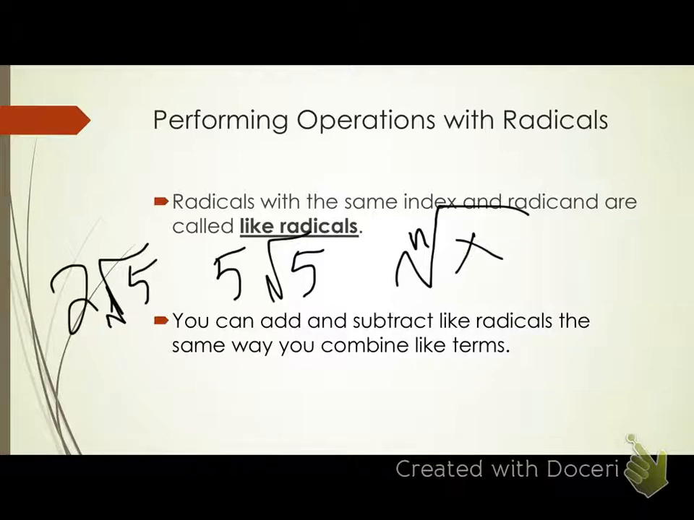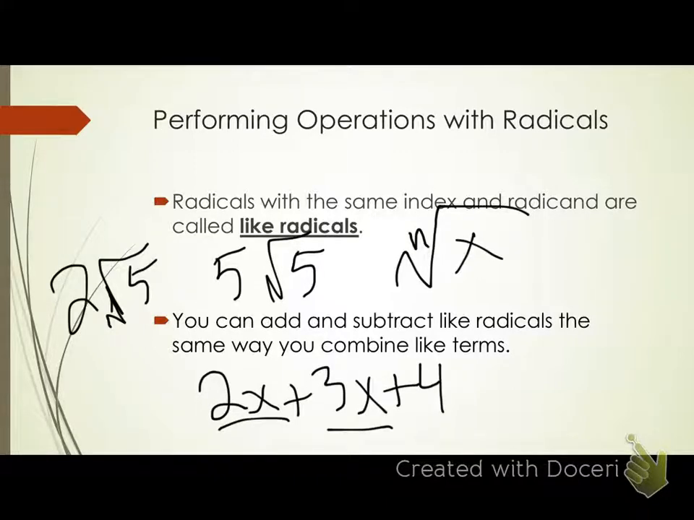You can add and subtract like radicals the same way you combine like terms. So if you remember, we have like terms. For this expression right here, that would be 2x and 3x. I add the numbers in front of my variables. 2 plus 3 gives me 5. I keep the variable that's with both of them. And that would be me combining like terms.